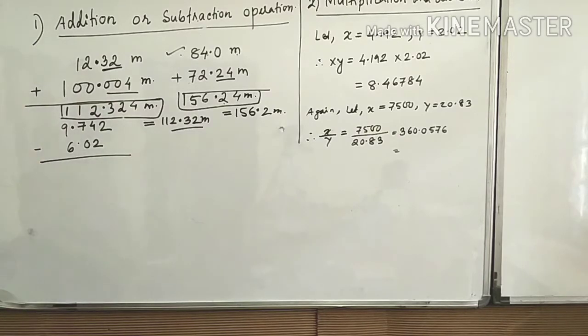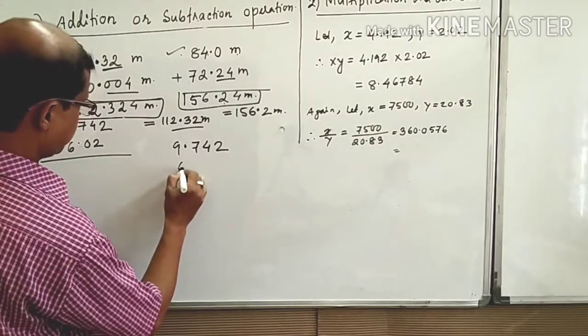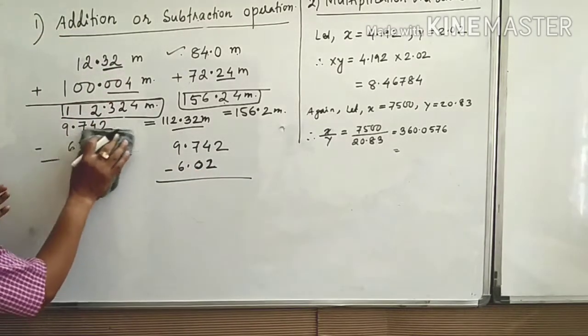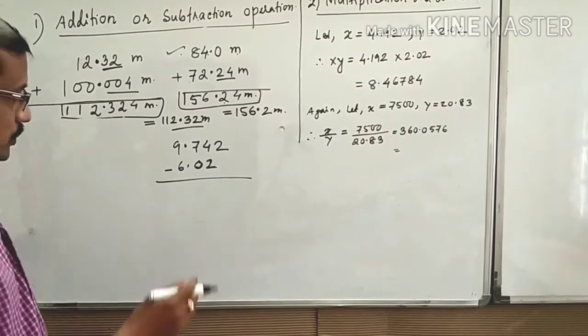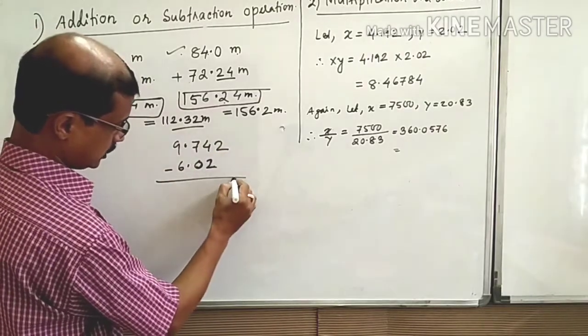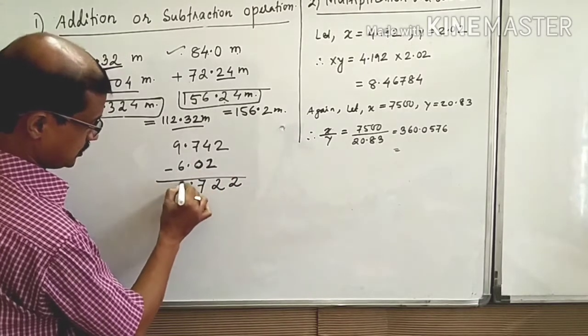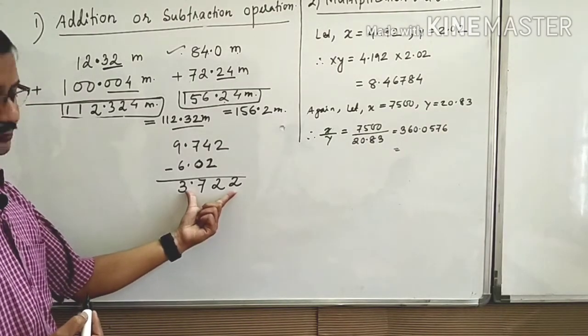Remains unchanged, so it will be 156.2 meter. The same rules are applicable in case of subtraction. Suppose you have a number 9.742 and 6.02, আমি এটোৰ পৰা মাইনাস কৰিব লাগে. 9.742 minus 6.02. After subtraction you will get 3.722.